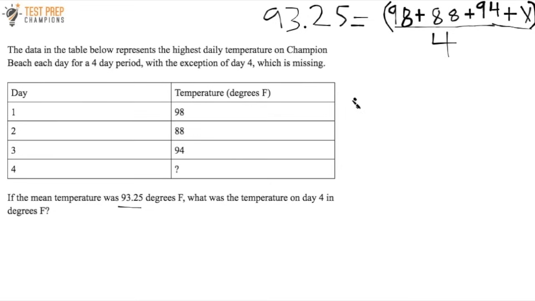Now, what I want to do next is add up everything that we can in the parentheses, so I'm going to rewrite this whole thing. We have 93.25 equals 98 plus 88 plus 94 plus x. We can't do anything with the x because we don't know what it is. But if you add 98, 88, and 94, you have 280 plus x, and it's still divided by 4.